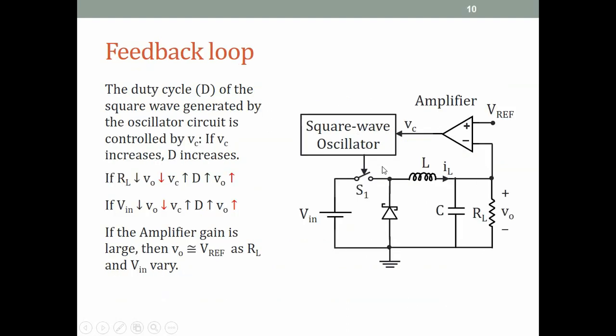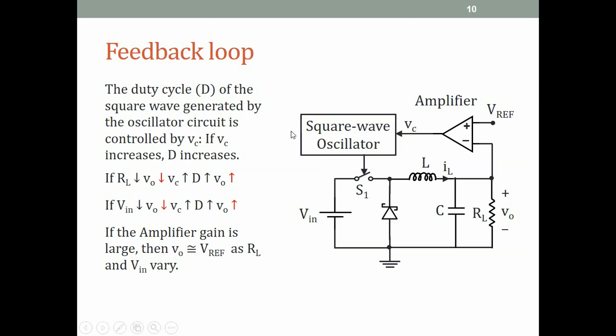So here is the negative feedback loop. This bottom is our original circuit. Now what we do is we take the output voltage, we feed it to an amplifier. We apply a constant voltage, often called the reference voltage, to the positive terminal of the amplifier. We feed the output of this amplifier to the square wave oscillator, and the square wave oscillator has a constant frequency, but its duty cycle is controlled by Vc.